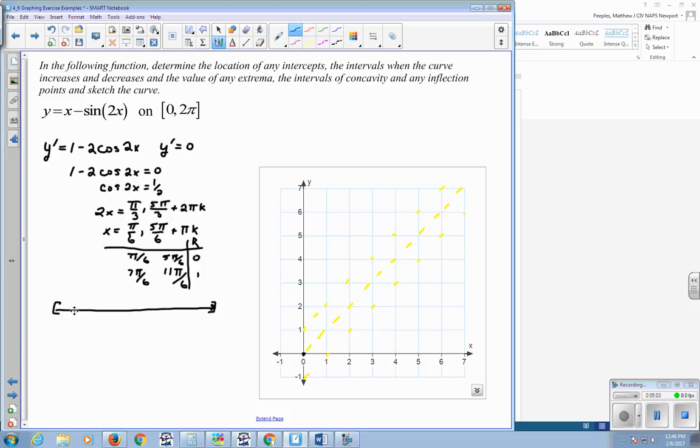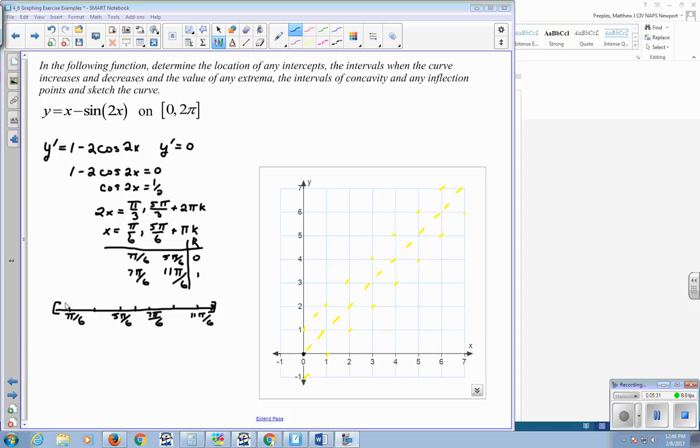critical numbers occur. All right, here's pi just for reference, and I kind of reference myself right here. Here's pi over 6, approximately. 5 pi over 6. 7 pi over 6 and 11 pi over 6. And what we're interested in looking at is, are there going to be any sign changes over these intervals?